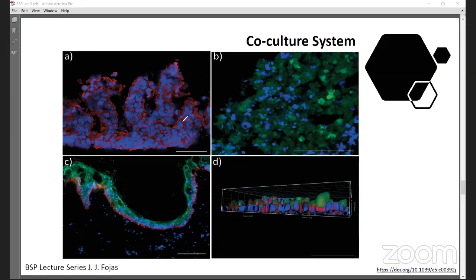Furthermore, this chip also showed the three-dimensional spheroids of your hepatocytes co-cultured with your human stellate cells, the fibroblasts of the liver, preserved their initial well-defined 3D architecture.